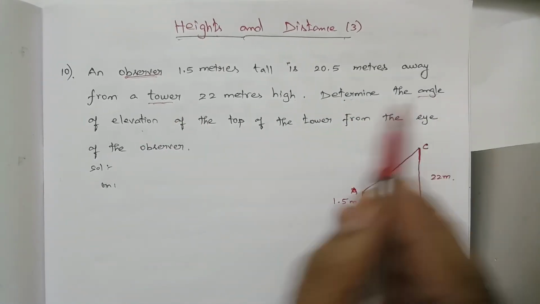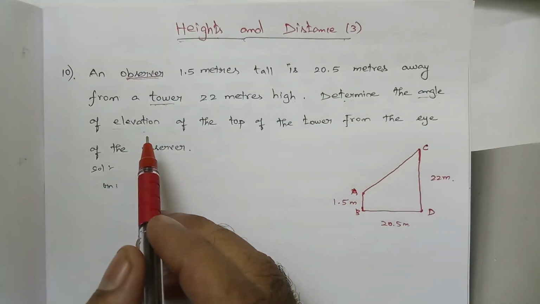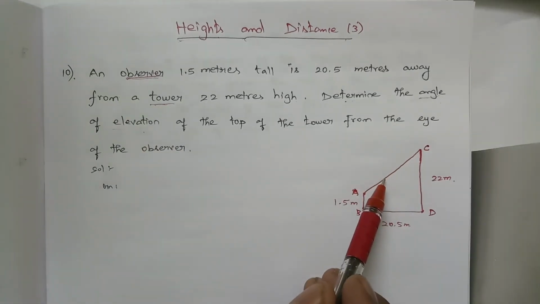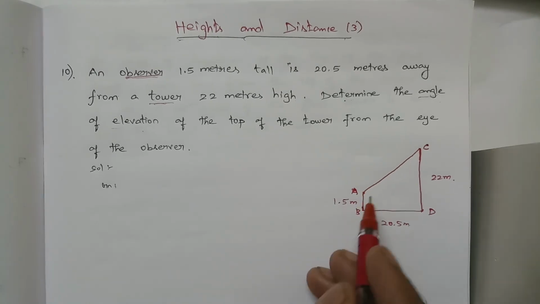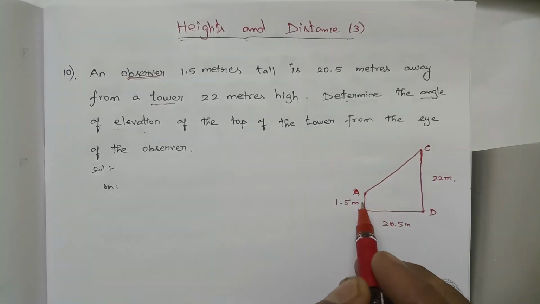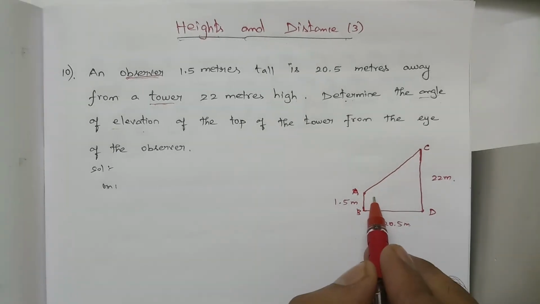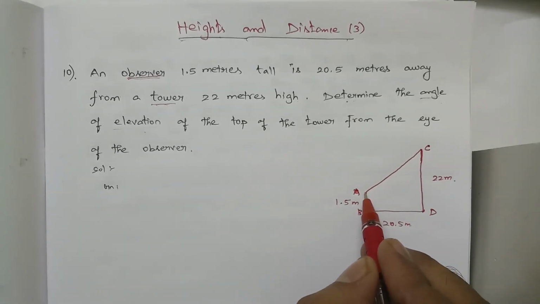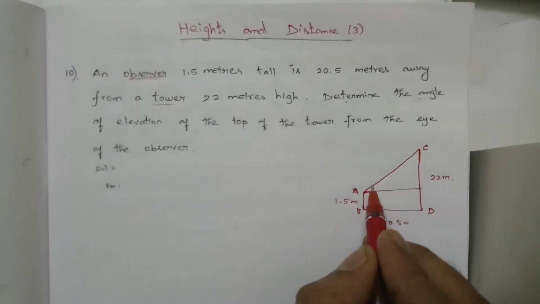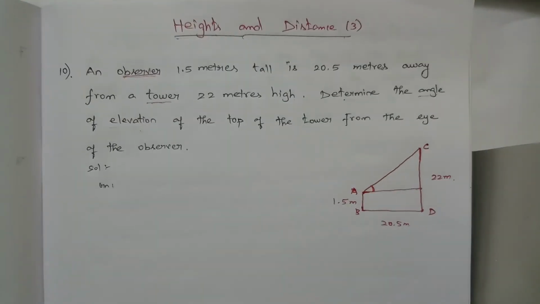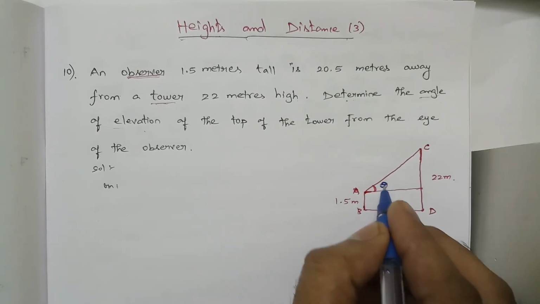So we want to find the angle of elevation. Angle of elevation or angle of depression is always inclined between the line of sight and the horizontal line. But here we don't have a horizontal line, so we have to draw a horizontal line from the eye of the observer. Point A is the eye of the observer, so from point A I'm drawing the horizontal line. This is the angle of elevation, theta. This theta alone we want to find.